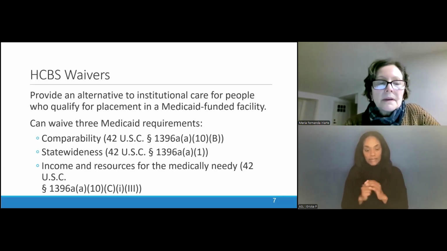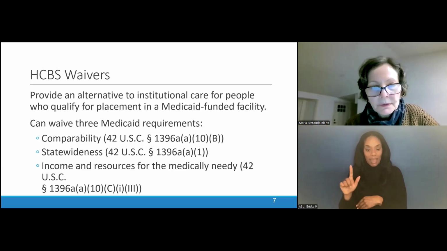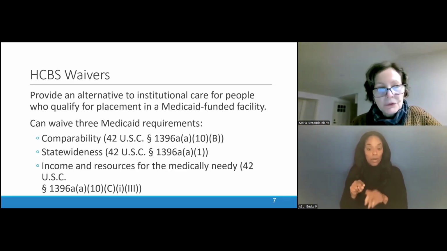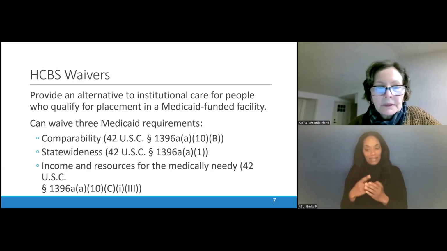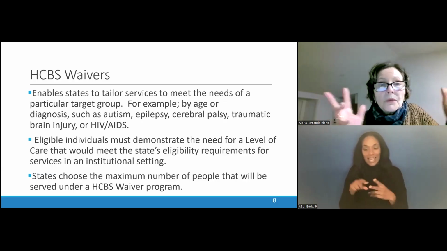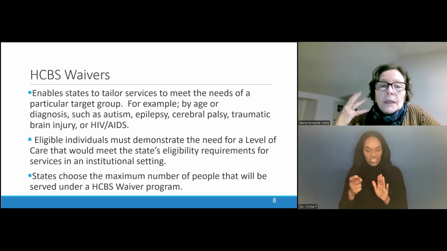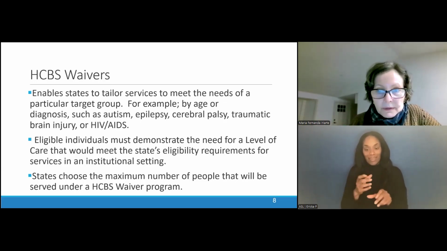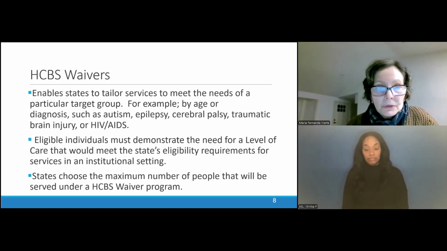And statewideness is that the state of California can't offer Medi-Cal to just certain sections of the state, like Northern California, Southern California, or some counties. No, if you're going to participate in the Medi-Cal program, you've got to make that program available throughout the state. And sometimes income and resources are also waived. But the big ones are comparability and statewideness. So what do the waivers do? It allows the states to tailor services that target particular groups, so by age, diagnosis, etc. So subpopulations of people get these extra services. Not everyone in the state of California who has Medi-Cal can qualify for a waiver or has access to all the waivers, as we will see.